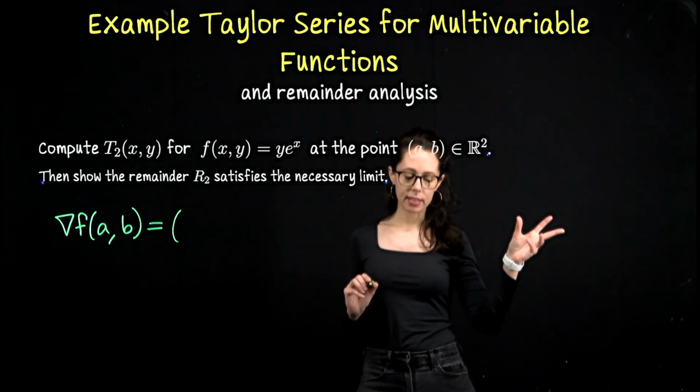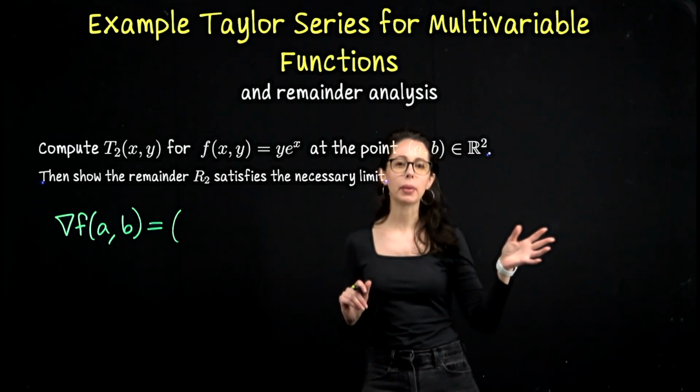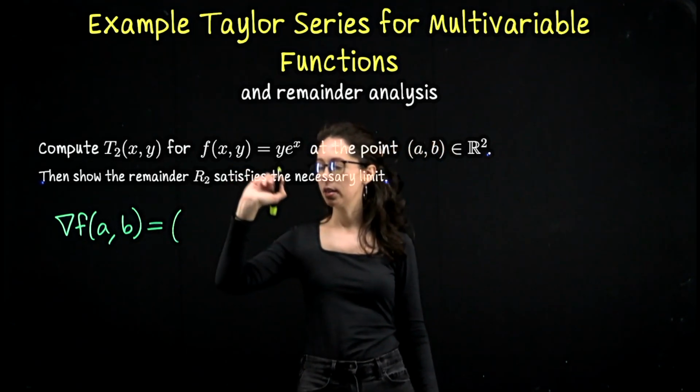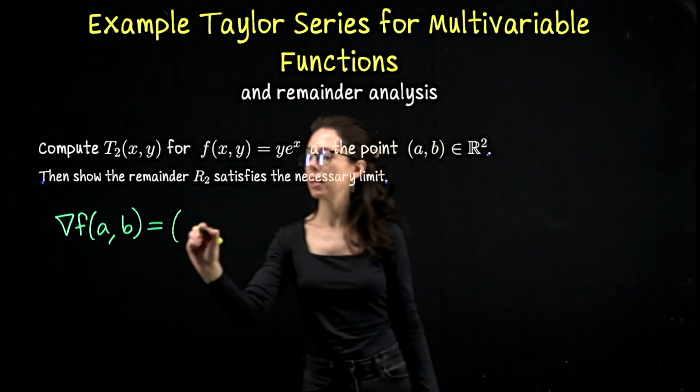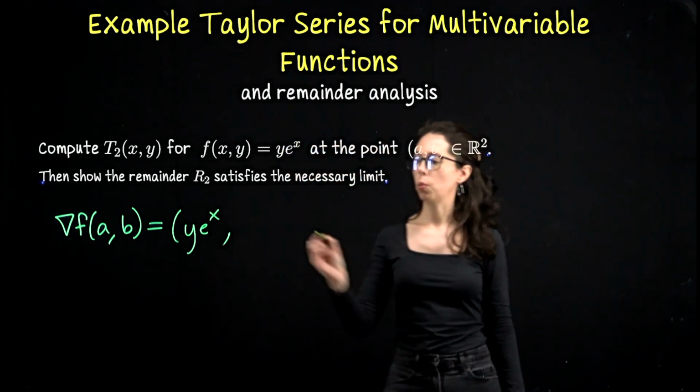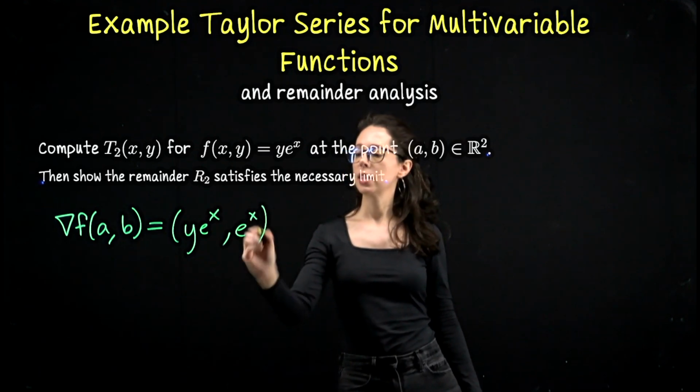And I will write this down. I could plug in a and b immediately, but let me show you how to do this if you're still kind of differentiating before you're ready to evaluate. So we need to take the derivative with respect to x. That's going to look like y e to the x. And then take the derivative with respect to y. That's going to give us e to the x. Here I've got x and y.